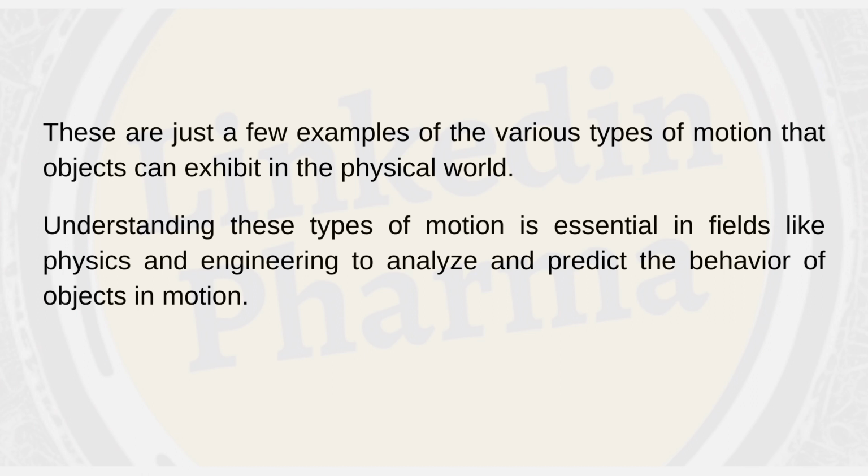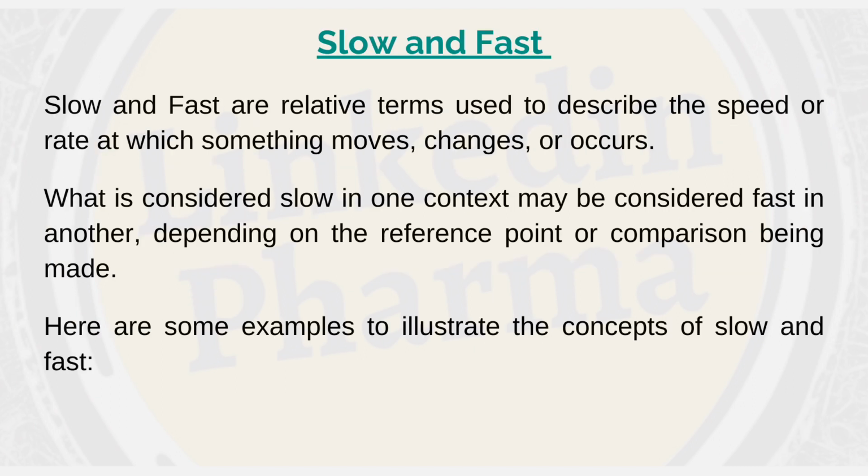These are just a few examples of the various types of motion that objects can exhibit in the physical world. Understanding these types of motion is essential in fields like physics and engineering to analyze and predict the behavior of objects in motion. Slow and fast.